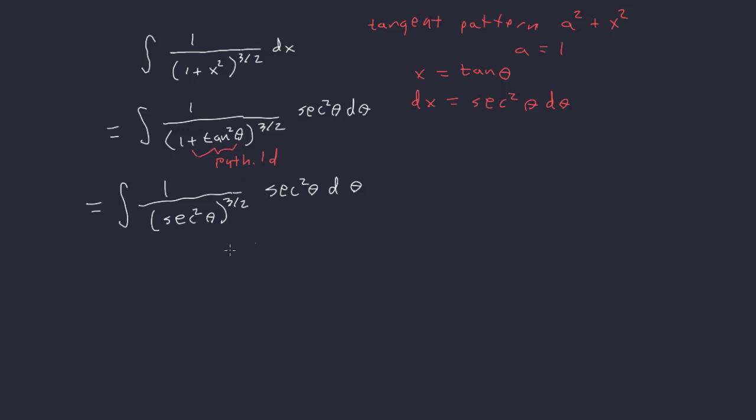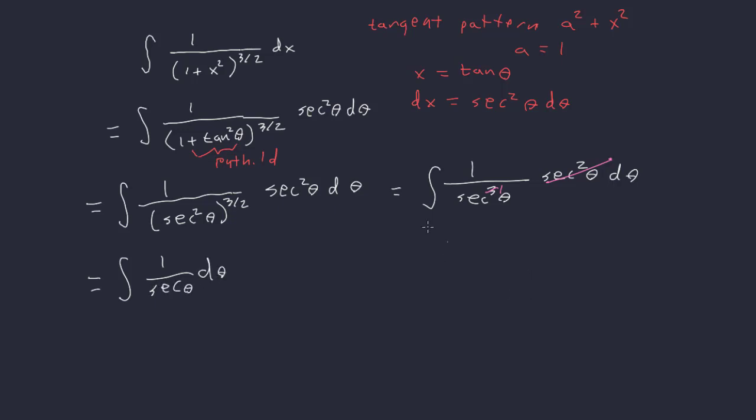Now, secant squared to the 3/2, the 1/2 power cancels the 2, so we're actually just going to end up with secant cubed down here. So I have secant cubed times secant squared theta d theta, and we actually get some cancellations. Secant squared here cancels with 2 of them down here and leaves a 1, so we end up with the integral of 1 over secant theta d theta.